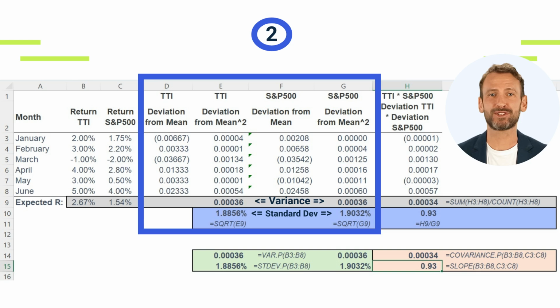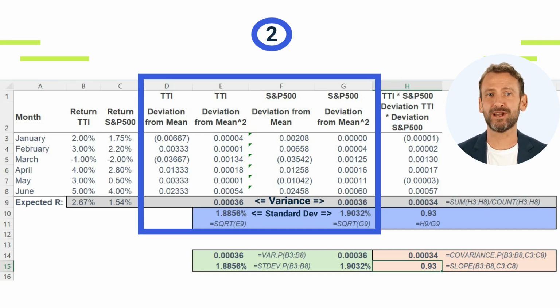Once you have the average return for both TTI and SP 500, you can now calculate the variance and the standard deviation of their returns. Remember that we performed these calculations step by step in one of the previous videos on standard deviation.